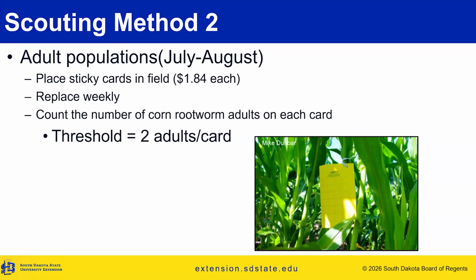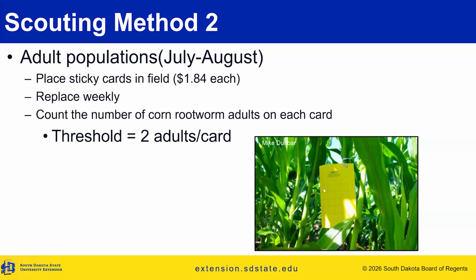But the second scouting method, if I had to choose, this one's probably the more feasible of the two, depending on what your season looks like and how many fields you have to scout. But this is using yellow sticky cards. So these are the Trece unbaited sticky cards. They cost currently $1.84 each. And we typically look at online at places like Gempler's, and I'm not endorsing Gempler's. It's just there's not too many places that sell these anymore.